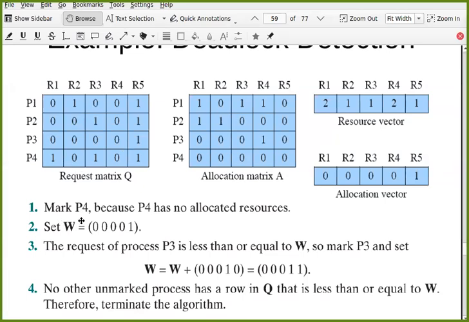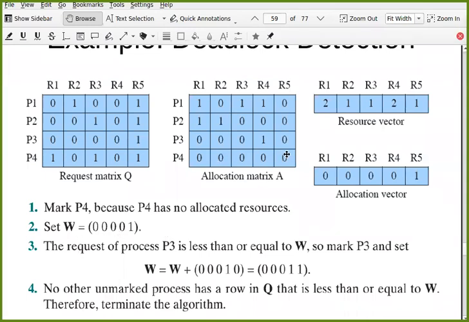First of all, we will mark P4. Now, if you see P4, as it is not allocated any resources, it cannot be a part of the deadlocked processes because it is not using any resource. Though it wants some resource in future, currently it is not holding any resource. It means this cannot be a part of deadlock. So just mark P4 because P4 has no allocated resources. And then set W equal to the available vector. Just use one temporary variable W with the available vector.